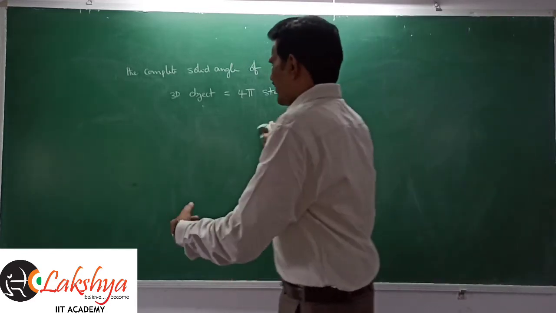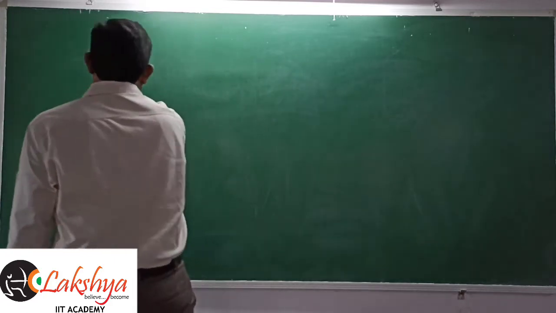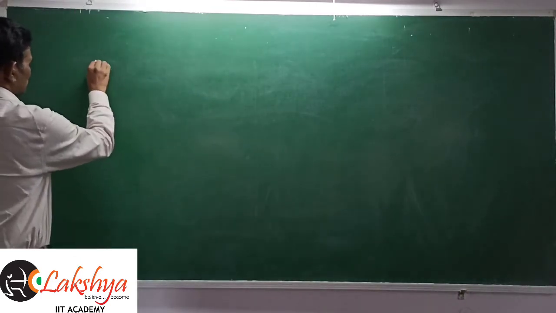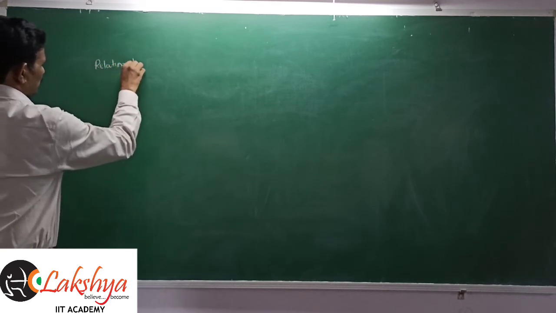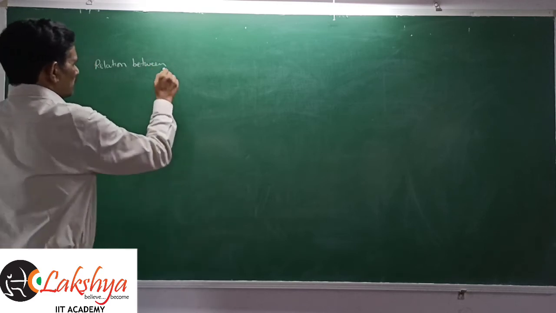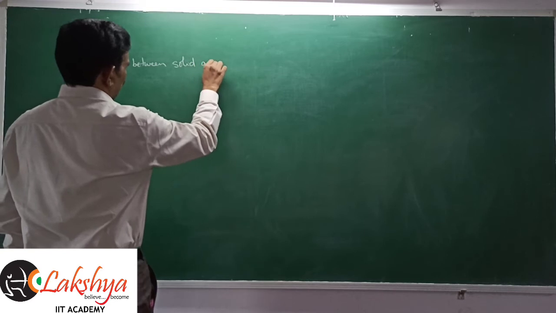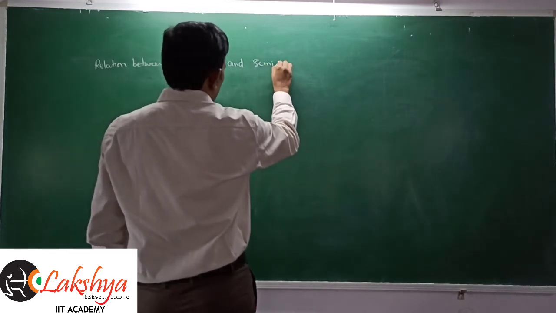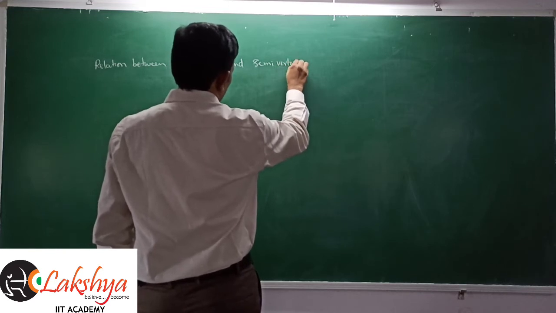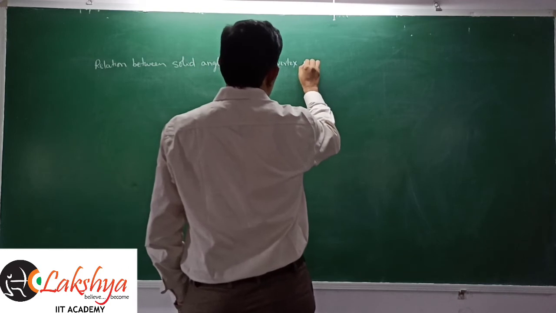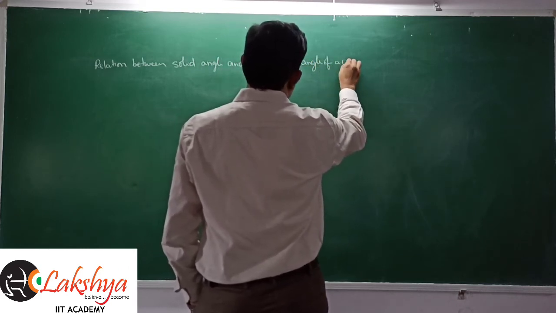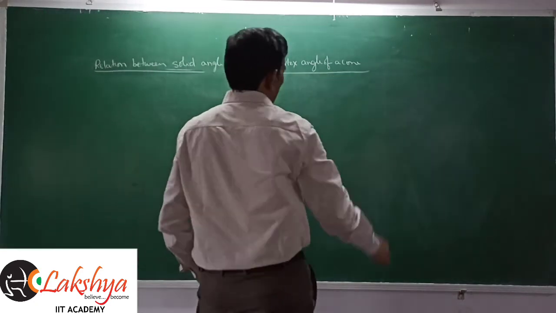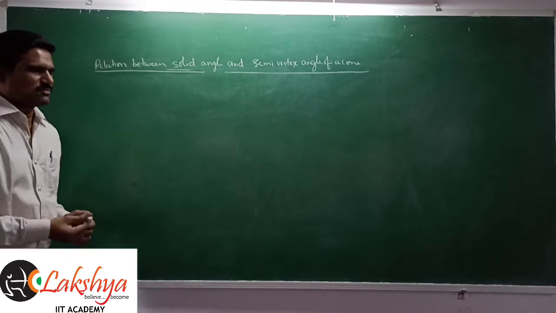Now see our required relation regarding the solid angle here: the relation between the solid angle and the semi-vertex angle of a cone. You know, the semi-vertex angle is like a 2-dimensional angle, that means a plane angle. So in one way we can say it is a relation between the plane angle and the solid angle.